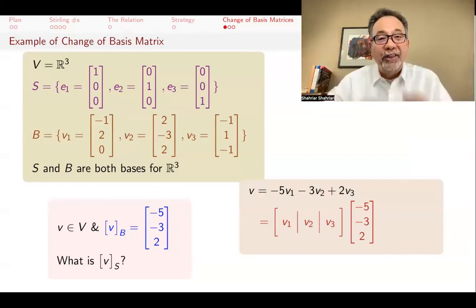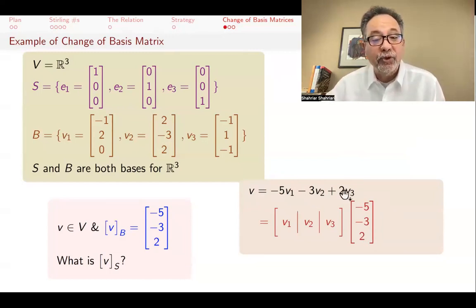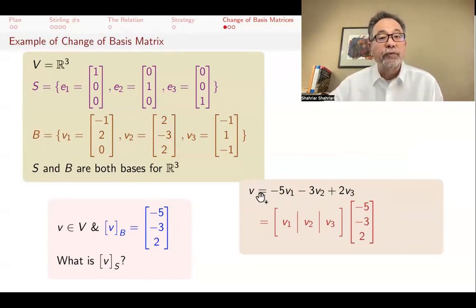I have a whole video on that, so watch that if you're wondering what I'm talking about. So if you have this matrix where the columns are V1, V2, and V3 and multiplied by this column vector -5, -3, 2, you get exactly -5 V1, -3 V2, plus 2 V3, which is what V is.